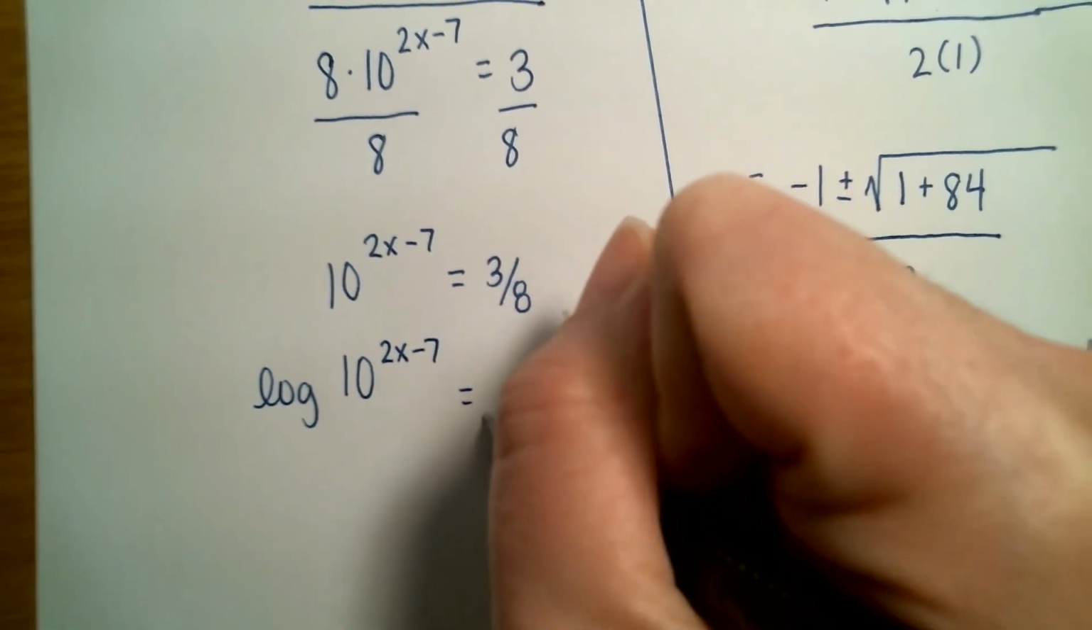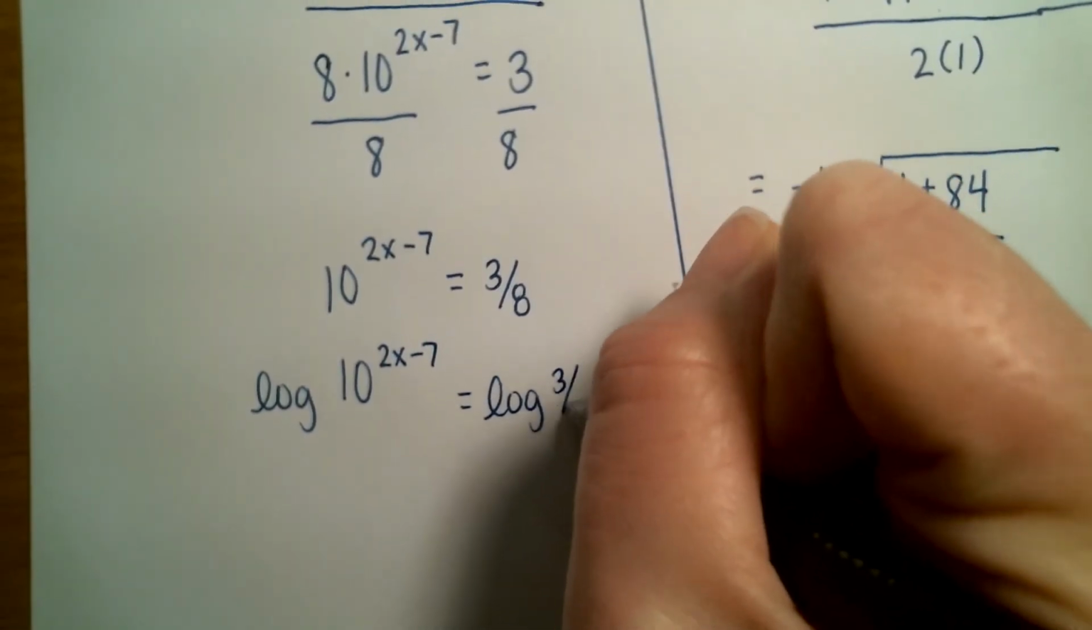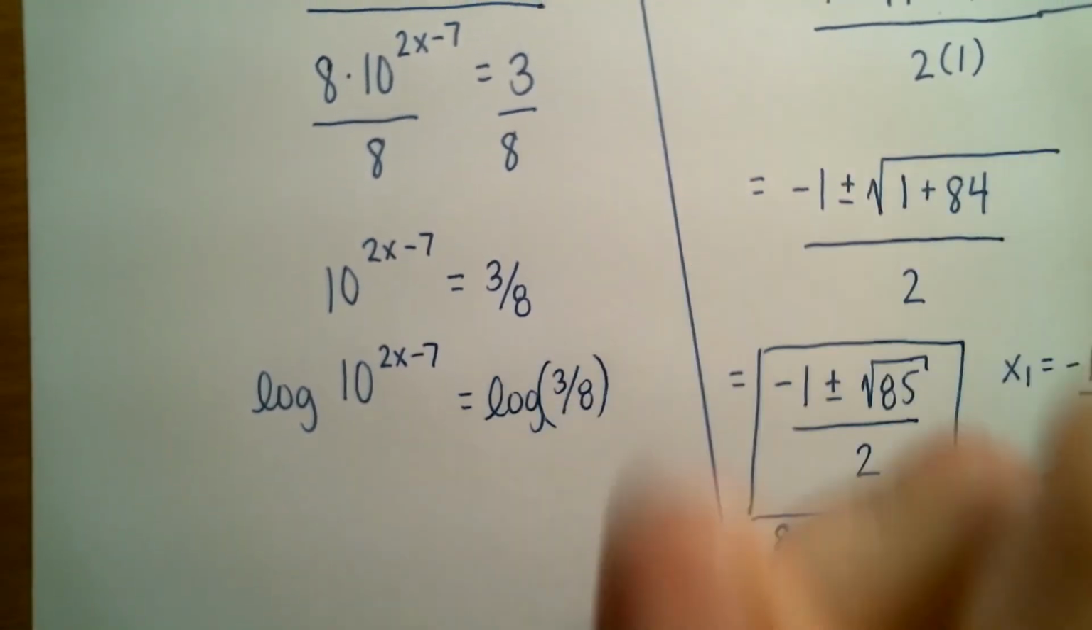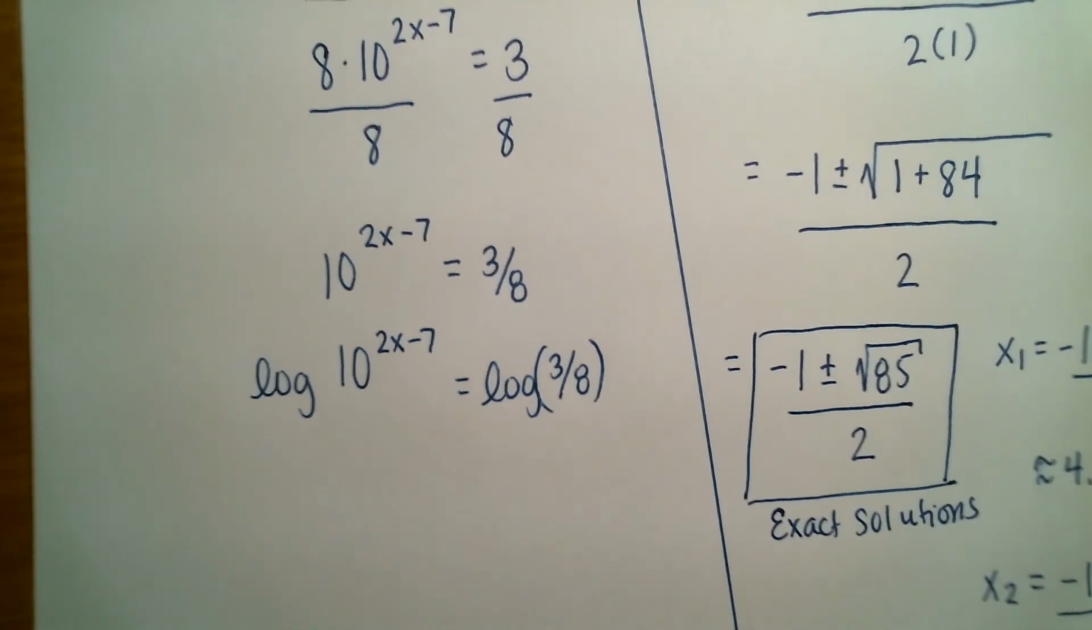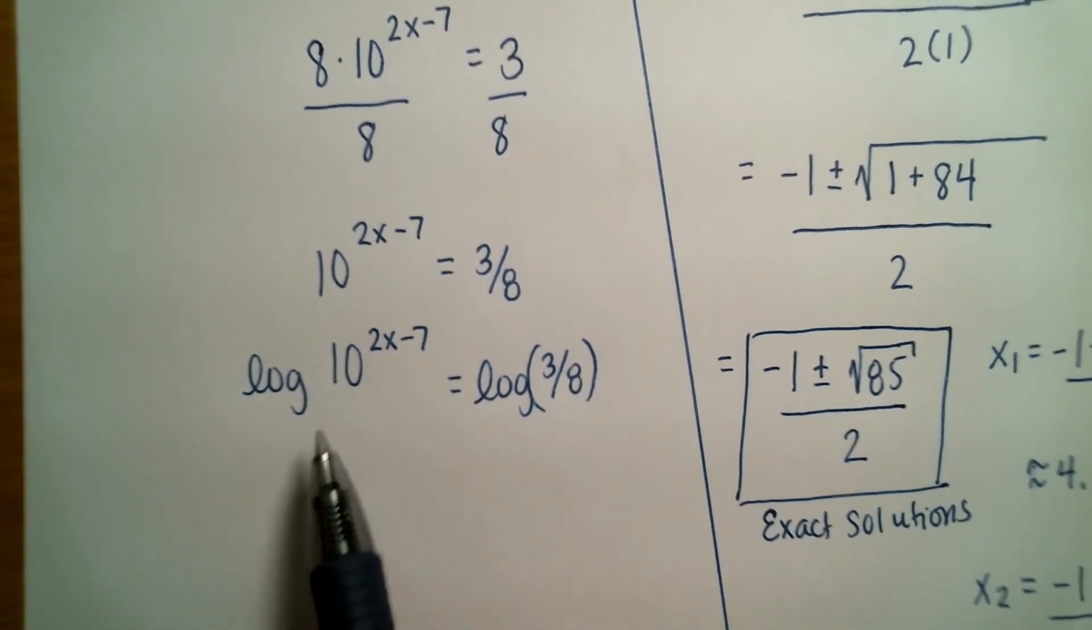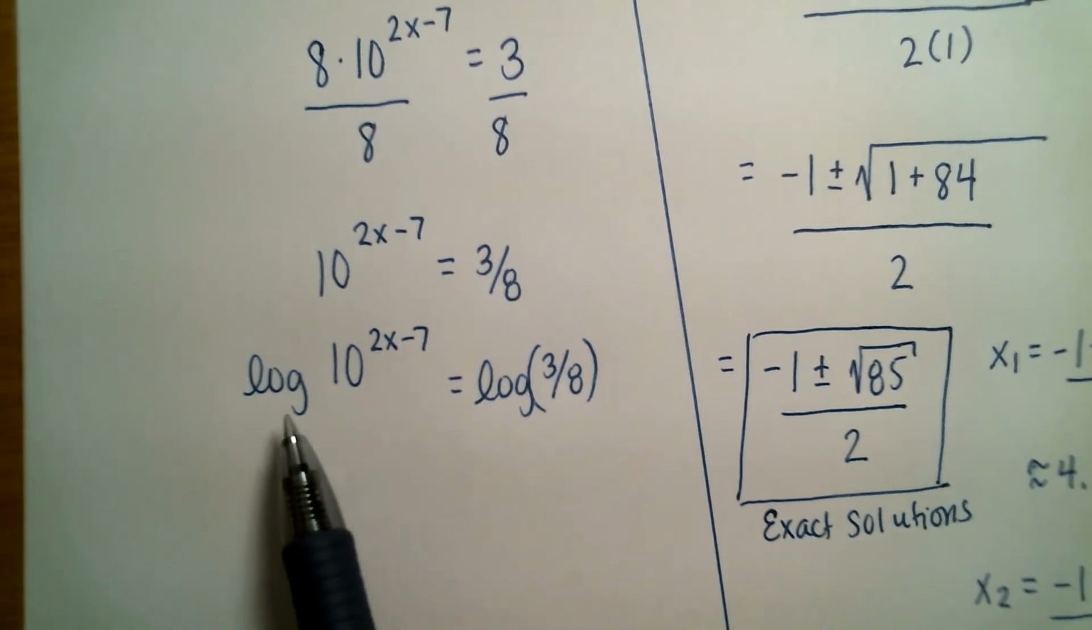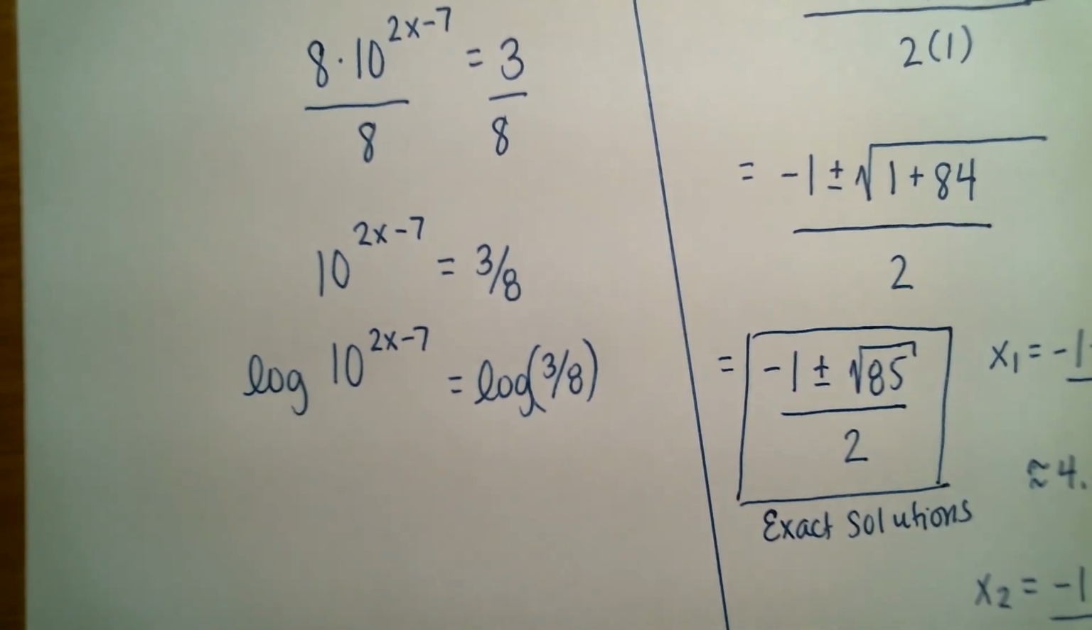Whatever you do to one side, you should do to the other. I'm putting parentheses here because you're taking the log of that whole quantity, just to clarify. So we took the log of both sides. Again, we're using log because it's a base 10 logarithm. The base of your exponential is 10, so you want to use a base 10 logarithm so that they will cancel each other out.